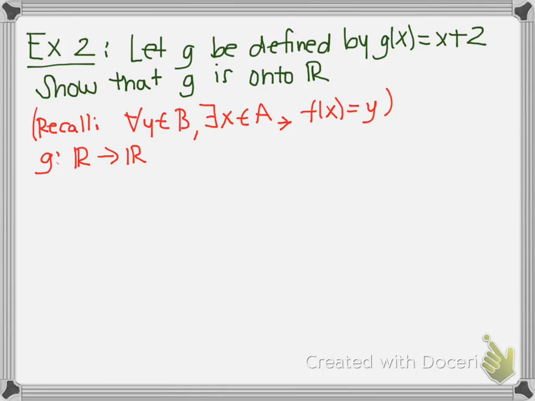Okay, so here we have: let G be defined by G of X equals X plus 2. Show that G is onto R. Remember, when a function is onto something, that means the codomain and range are the same. I made a little note under here that G goes from R to R because it's onto the reals.